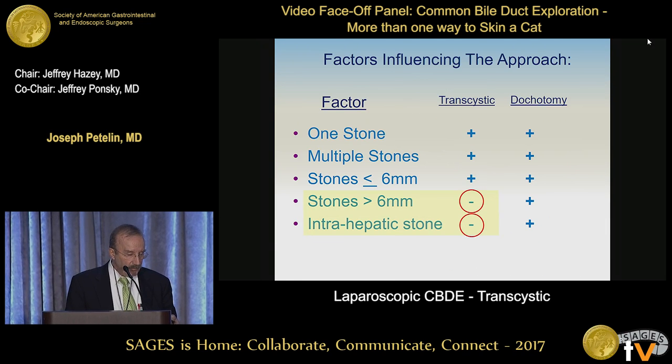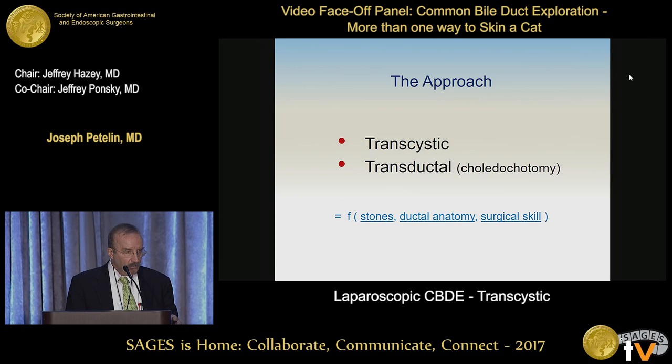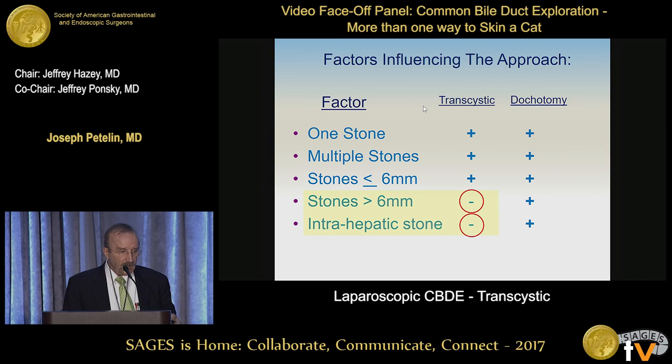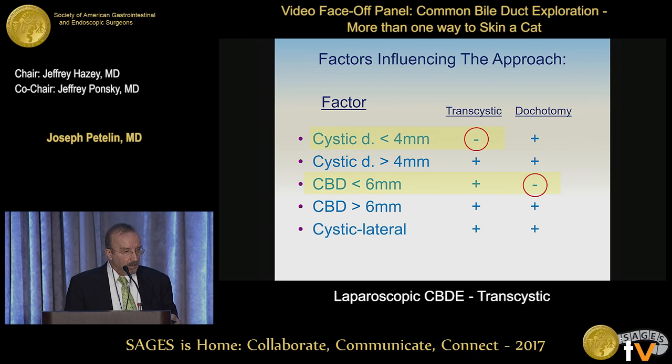And then the cholangiogram. In order to decide whether we do transcystic or transductal, it's a function of the stones, the ductal anatomy, and the surgical skill. And the negative things here are what really affect which direction you'll be leaning. Stones that are larger than 6 millimeters usually won't come out through the cystic duct. Intrahepatic stones are difficult to get out that way unless it's a very short cystic duct. If the cystic duct's less than 4 millimeters in diameter, you're not going to be able to dilate it up to a 9 French. And if the common duct is narrower than 6 millimeters, you have to be very good at suturing so you don't create a stricture if you're going to use that technique.